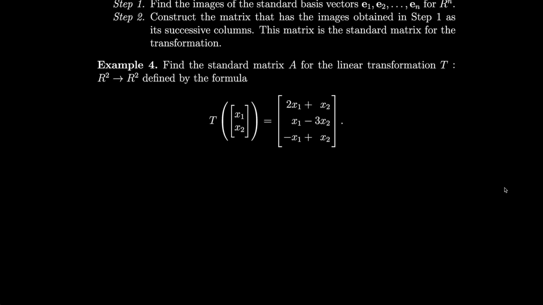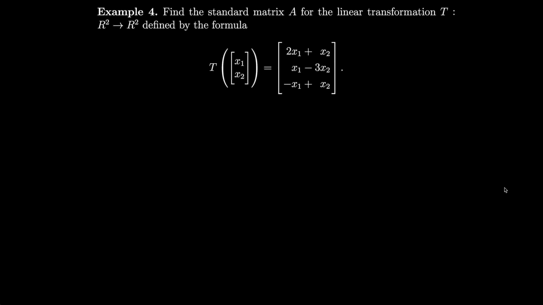As an example, let's find the standard matrix A for the linear transformation T from R2 to R2 defined by this formula that we have right here. First we need to take T applied to e1, which is T applied to the vector 1, 0. That's e1. We plug in 1 and we plug in 0 over here. We get 2 plus 0, which is just 2. We get 1 minus 0, which is just 1. And we get minus 1.